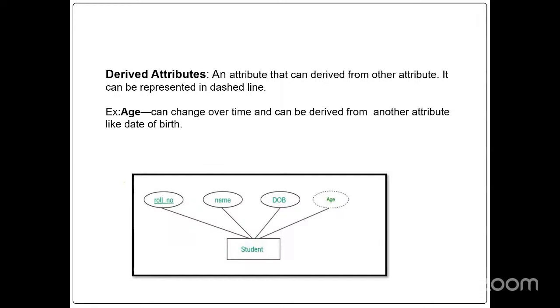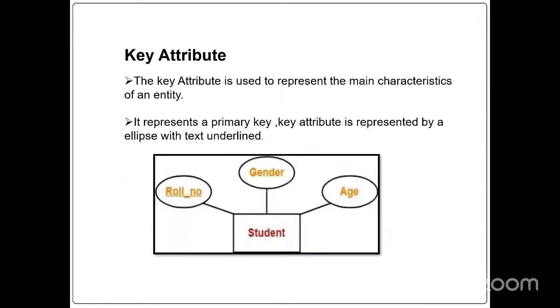Languages known. Okay, that will be represented in a double ellipse, or degree, or contact number. Yes or no? Next, a derived attribute is represented in a dashed ellipse. Is it clear? Yes or no? Next slide.